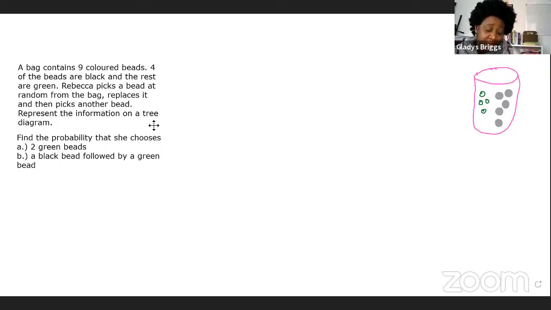Put the information on a tree diagram and then find the probability that she chooses 2 green beads and a black bead followed by a green bead.